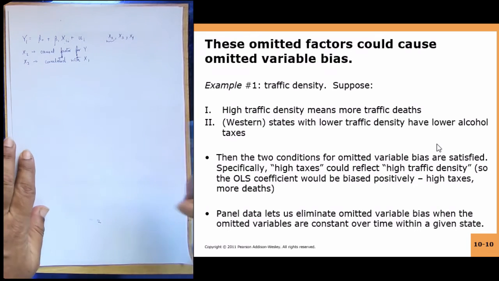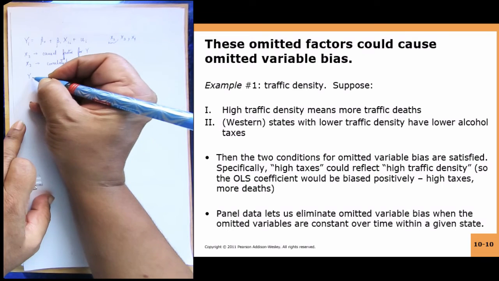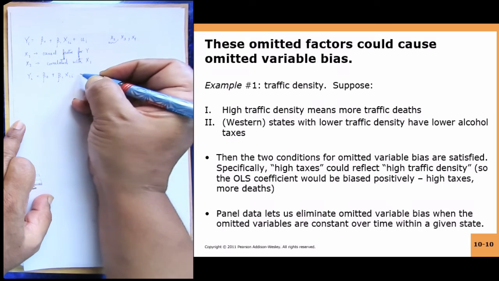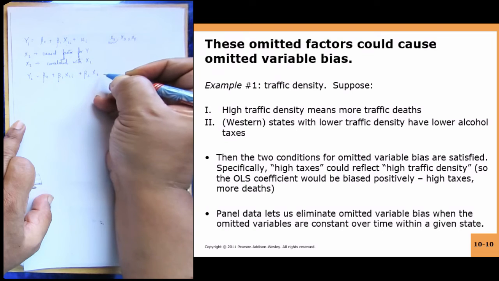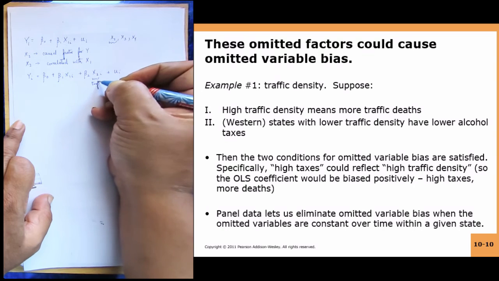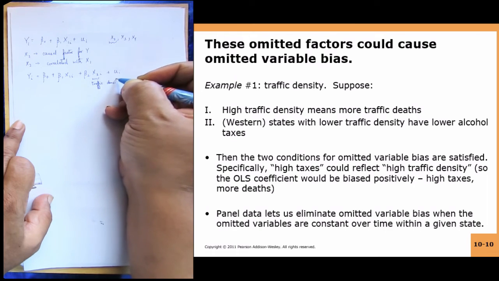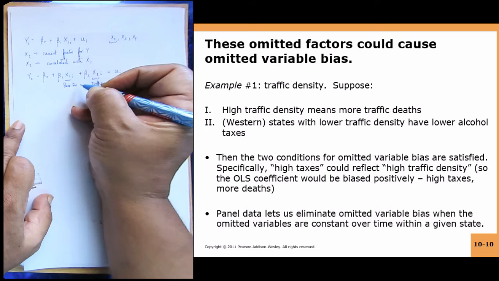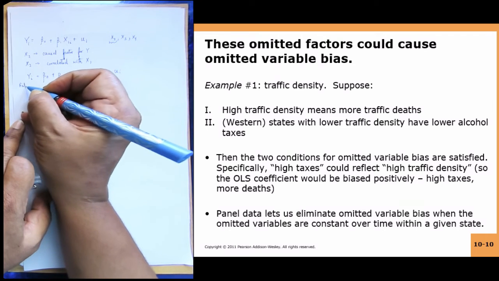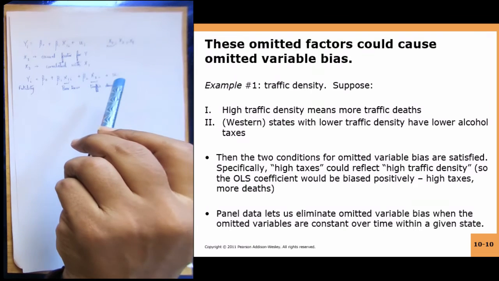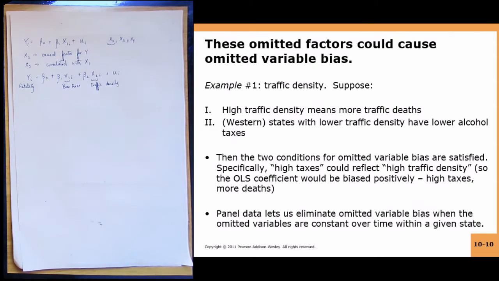So, what should we have done if we were not looking at panel data? We would have included this variable. So, we would have said beta 0 plus beta 1 x1i plus beta 2 x2i plus ui, where x2 is now traffic density, and x1 is beer taxes, and yi is fatality. So like this, we could include all of these other variables that we talked about.